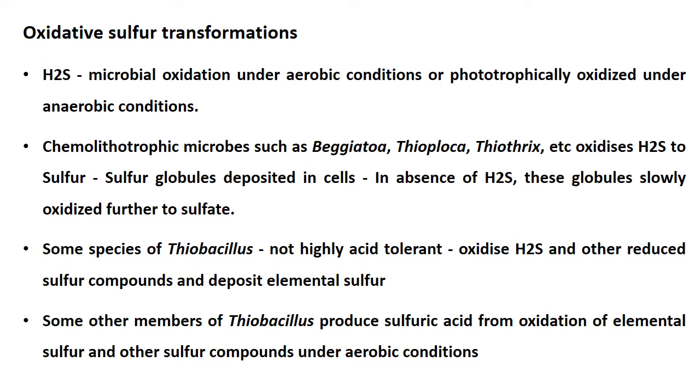Some species of Thiobacillus, which are not highly acid tolerant, oxidize hydrogen sulfide and other reduced sulfur compounds to elemental sulfur, while some other members of Thiobacillus which are highly acid tolerant, which can live in the presence of high concentrations of acid, form sulfuric acid. They produce sulfuric acid from the oxidation of elemental sulfur or other sulfur compounds, and this generally occurs under aerobic conditions.